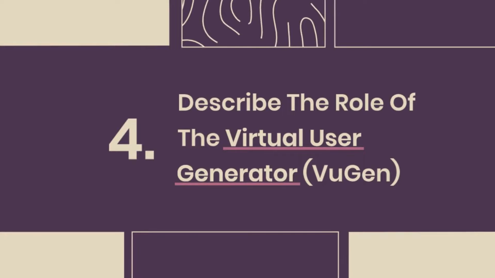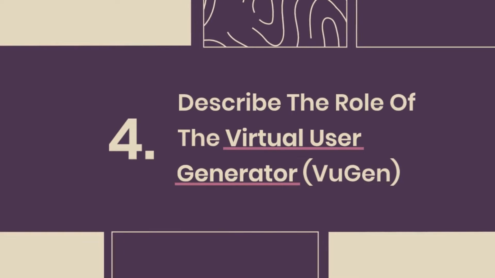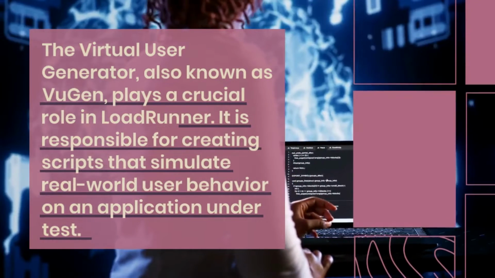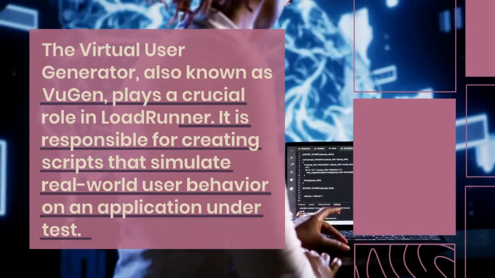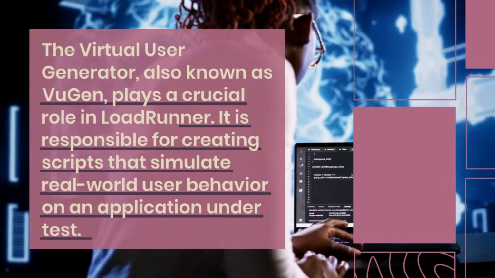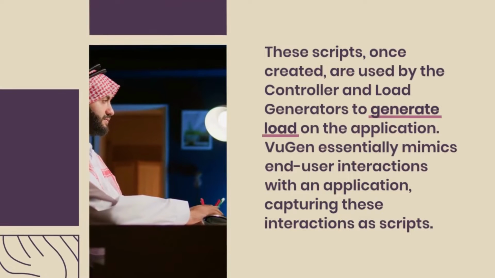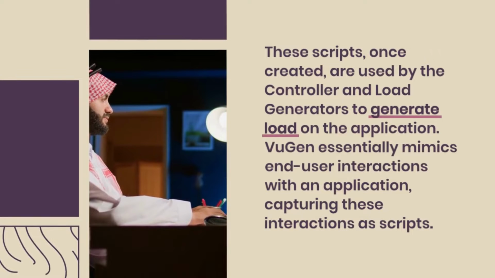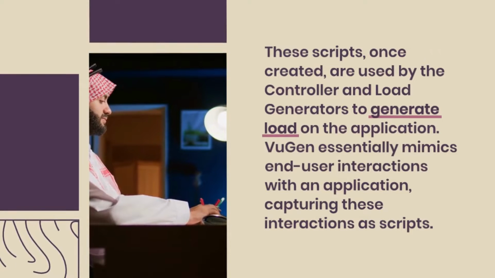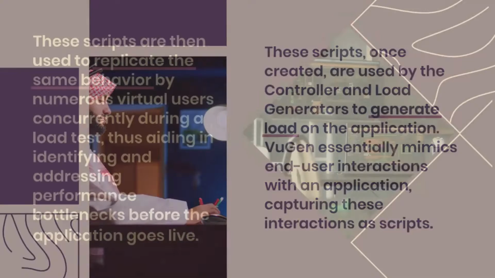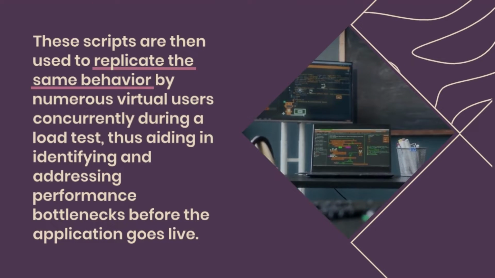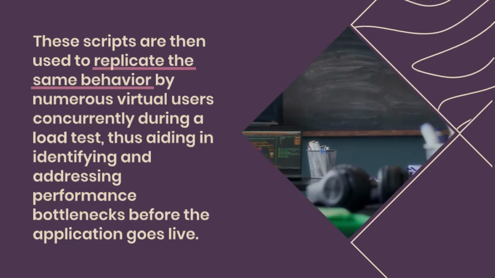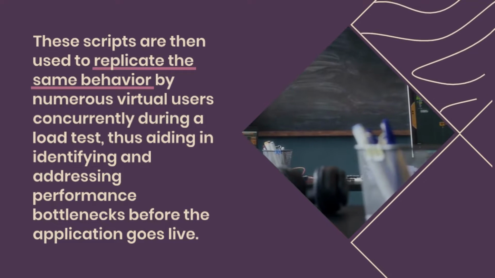4. Describe the role of the Virtual User Generator, VuGen. The Virtual User Generator, also known as VuGen, plays a crucial role in LoadRunner. It is responsible for creating scripts that simulate real-world user behavior on an application under test. These scripts, once created, are used by the controller and load generators to generate load on the application. VuGen essentially mimics end-user interactions with an application, capturing these interactions as scripts. These scripts are then used to replicate the same behavior by numerous virtual users concurrently during a load test, thus aiding in identifying and addressing performance bottlenecks before the application goes live.